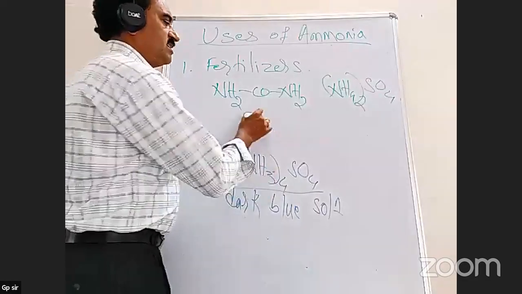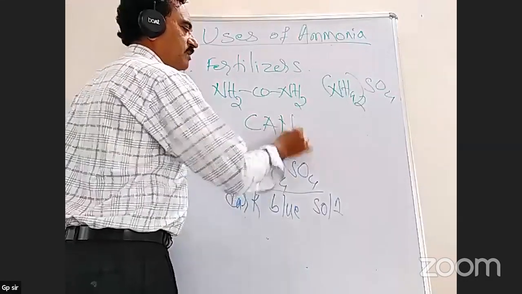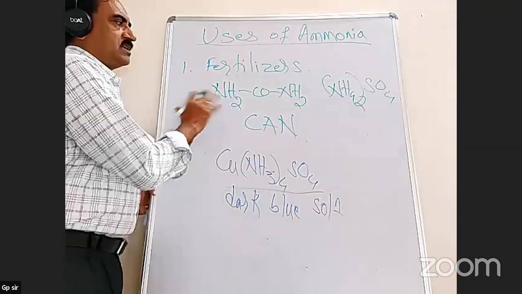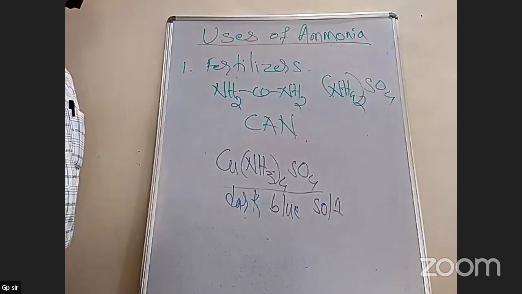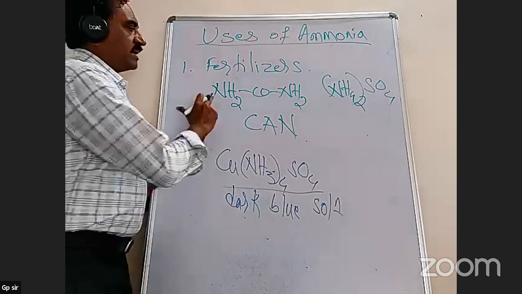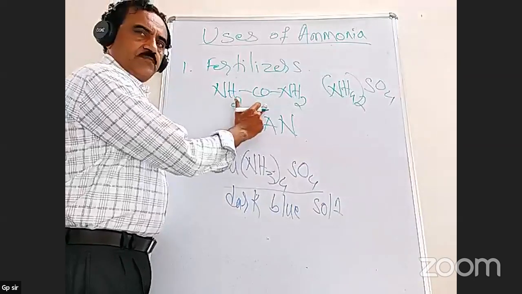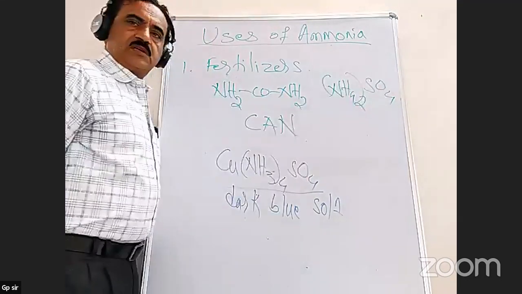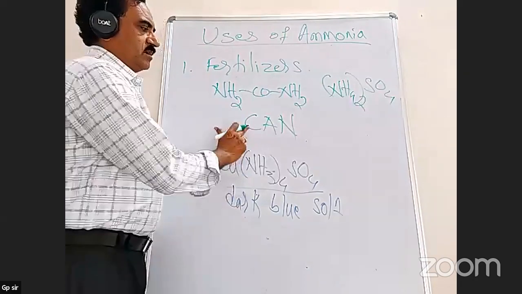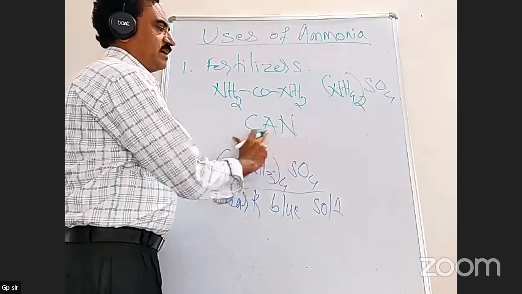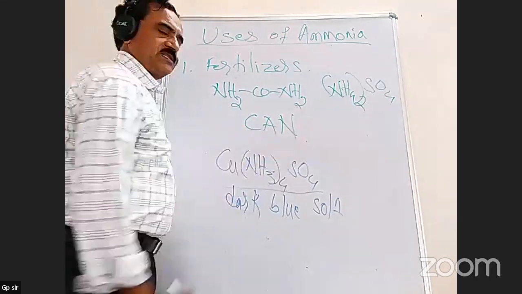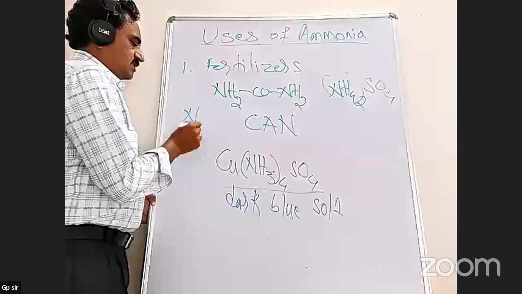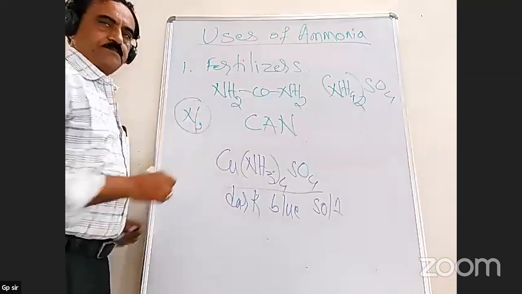And then CAN, calcium ammonium nitrate. These are important fertilizers manufactured starting from ammonia. Ammonia and CO2 react to form urea. Ammonia and H2SO4 react to form ammonium sulfate, and calcium nitrate and ammonia react to form calcium ammonium nitrate. Nitrogen is essential for the growth of plants.